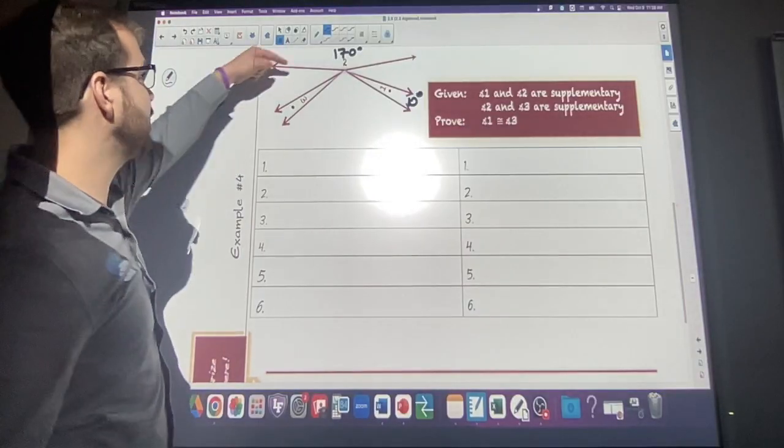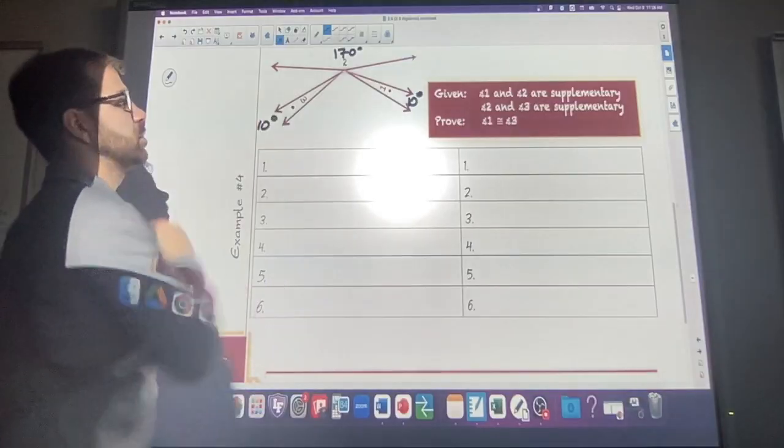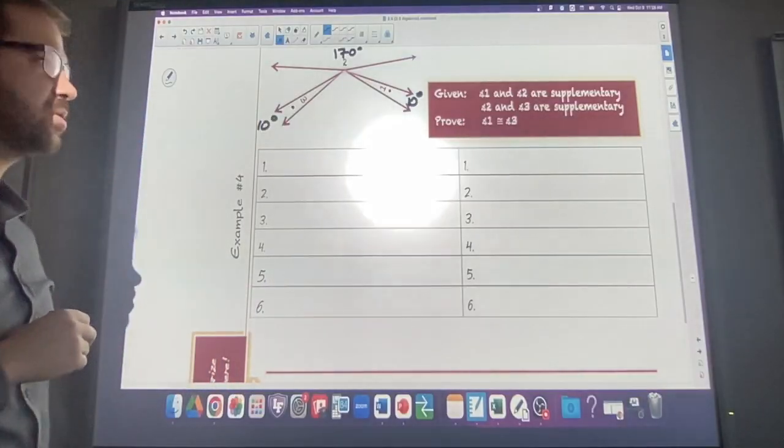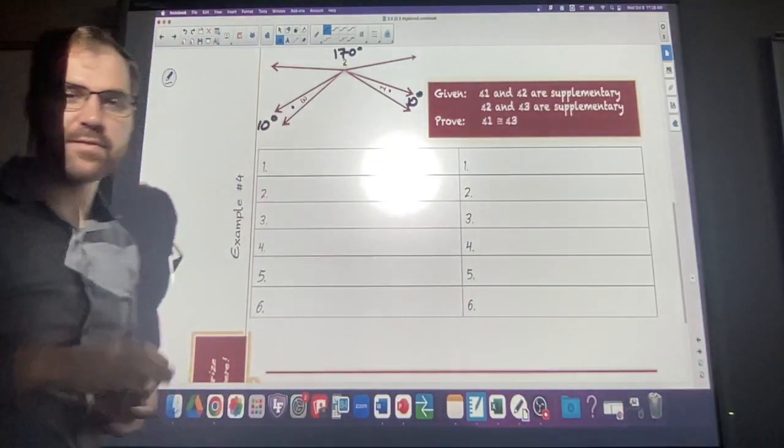Okay, and then if 2 and 3 are supplementary, 2 would have to be 10 degrees. All right, so then they want us to conclude that 1 and 3 are the same. So let's think about the tools we're going to have to use.